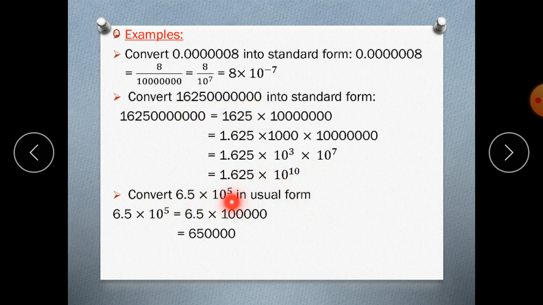Now if it's given in the standard form, how to convert it into the usual form? I just have to do 6.5 into 10 raised to 5. So that is 6.5 into 100000, that is 6,50,000. This is how I convert.